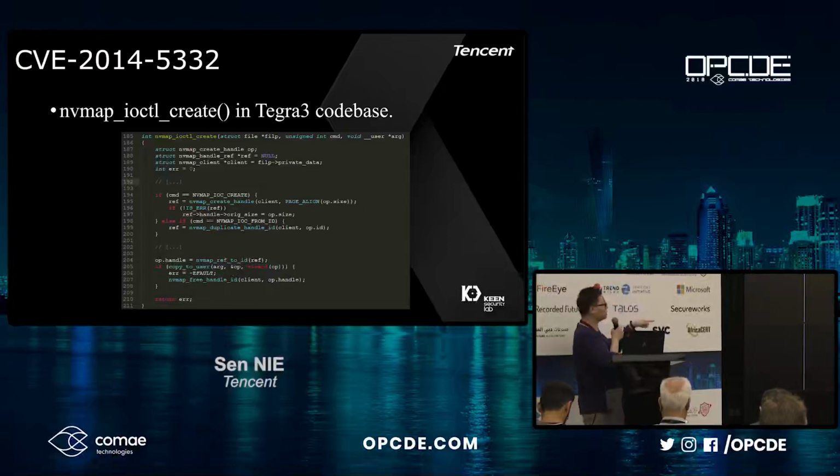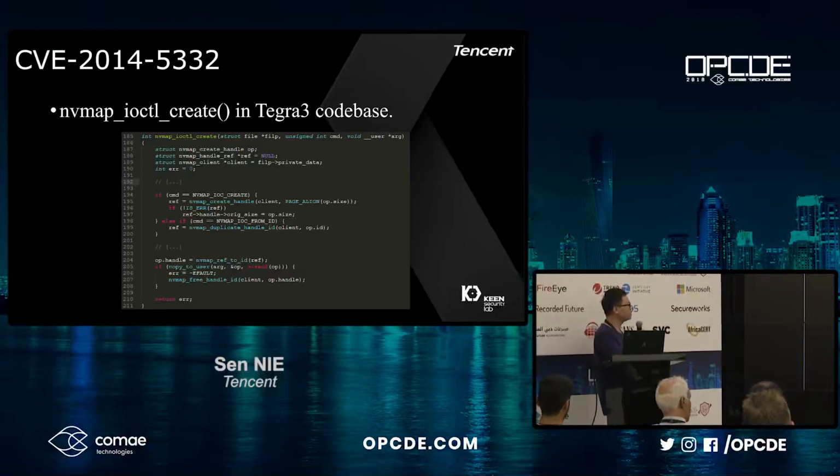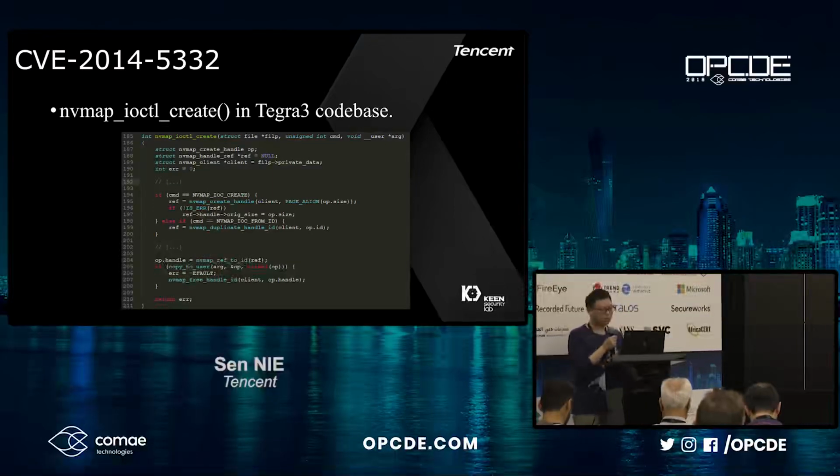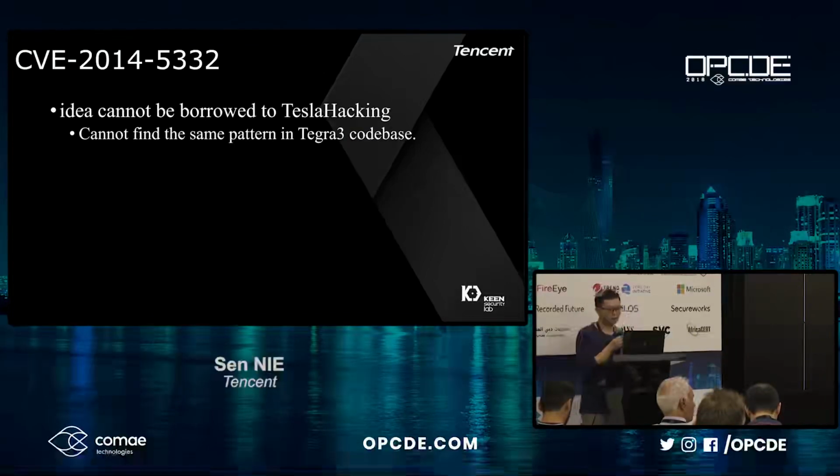So we found the function code here, and you can see from the picture the handle field. It's not a system file descriptor. Actually, it's a structure pointer. So they are totally not the same logic in the Tesla infotainment system. I must say the idea cannot be borrowed for Tesla hacking. We cannot find the same issue in the Tegra 3 code base.